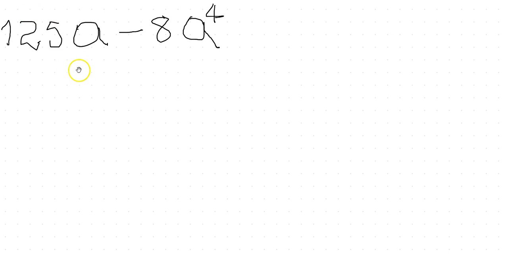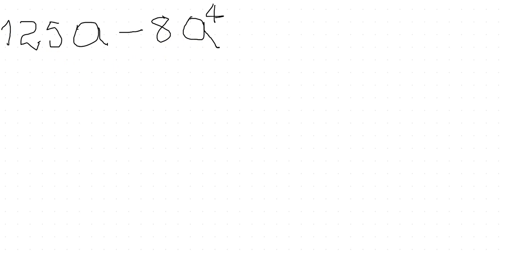Okay guys, we're going to try to factor these expressions. First of all, we're going to observe. We have a difference, a subtraction between two expressions. Is it a difference between two squares? No, this is a 4, so is it a difference between two cube values?